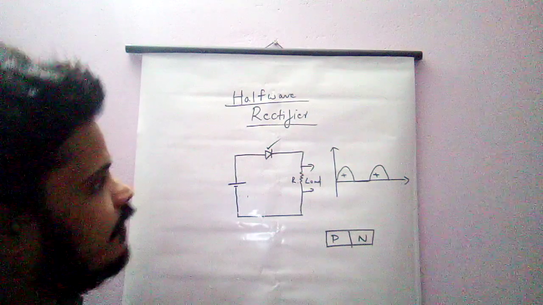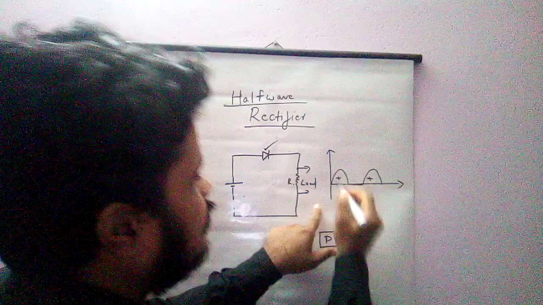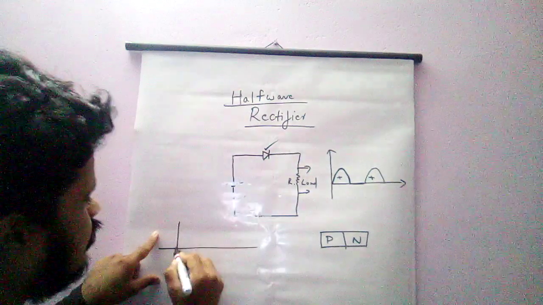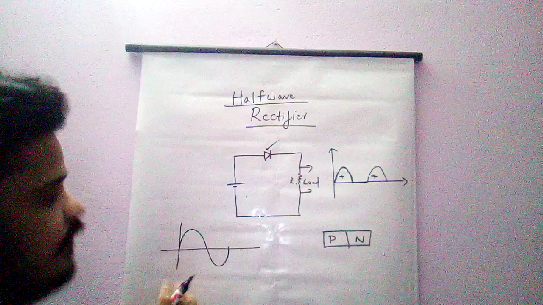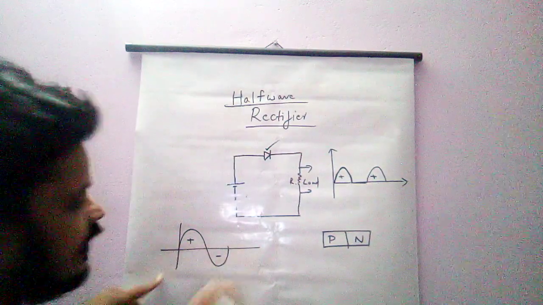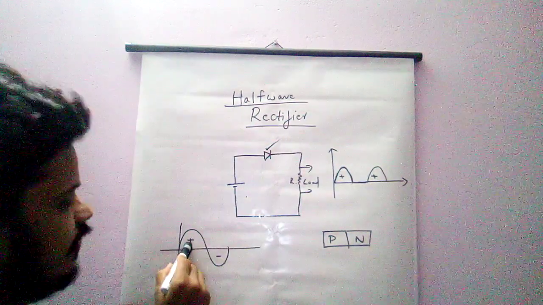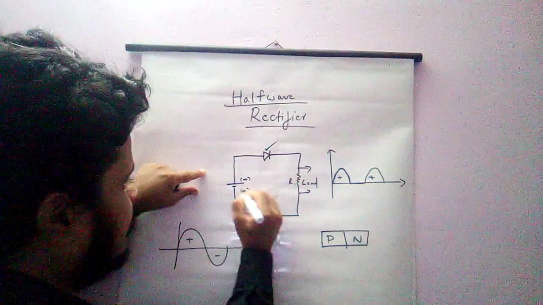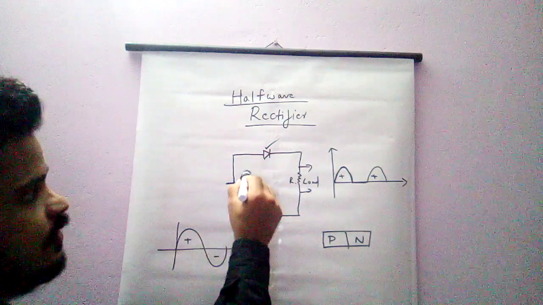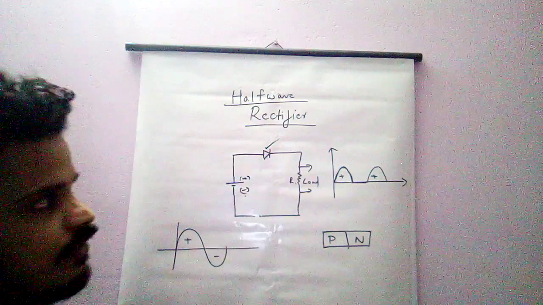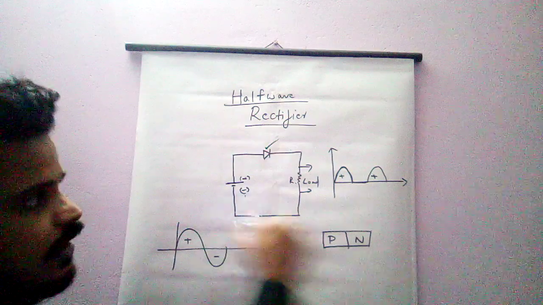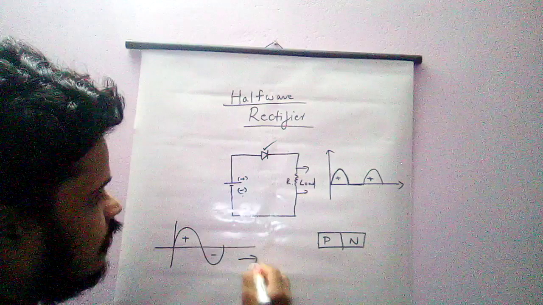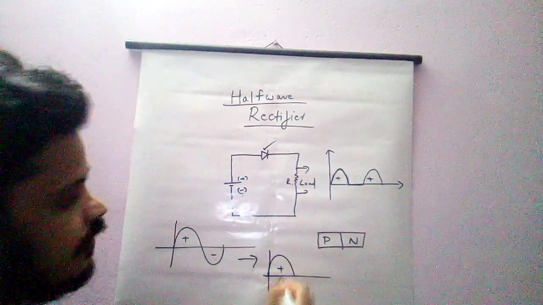So the output wave will be like this. We are providing an AC input; this is the positive half cycle and this is the negative half cycle. During the positive half cycle, the positive terminal of the battery is connected to the positive of the diode, so it is forward biased, current will flow through it, and we will get a positive wave as output.